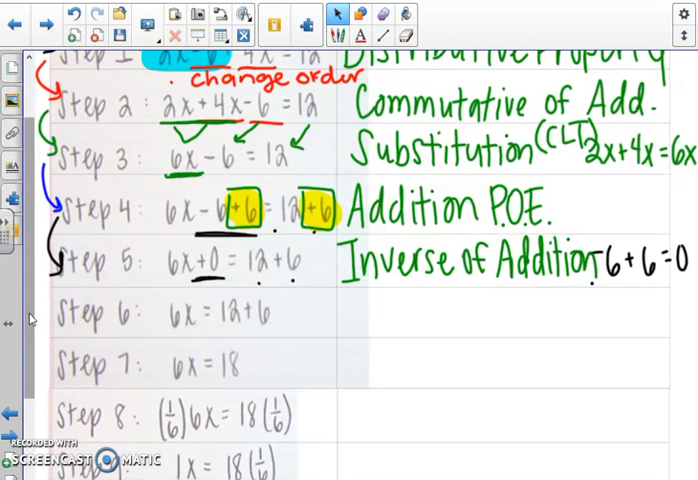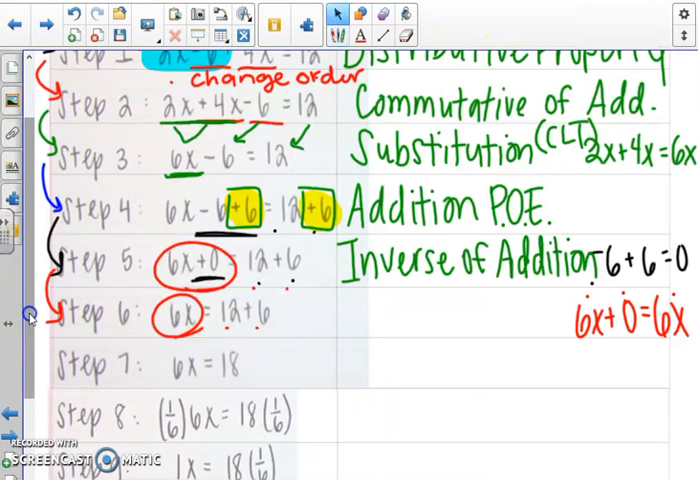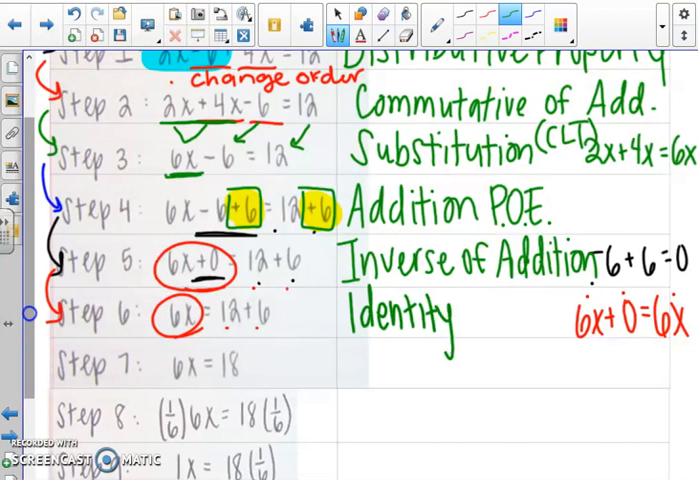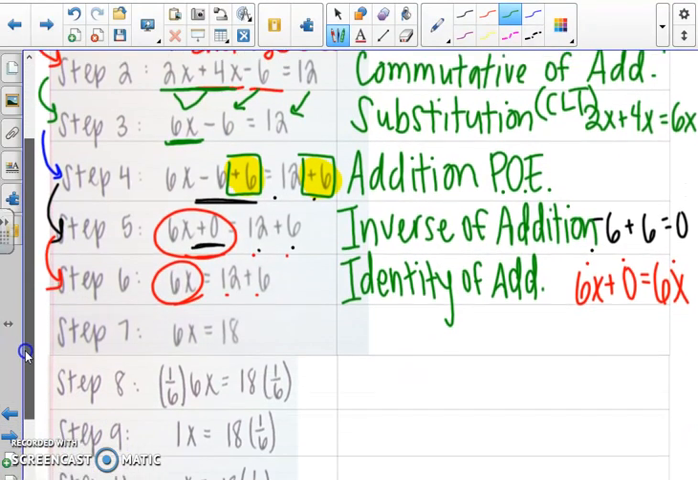Okay, next one. Let's go from 5 to 6. Let's see, what changed? All right, the 12 and the 6, those are the same, but this changed. 6x plus 0 became 6x. So 6x plus 0 stayed 6x. A number plus 0 stays itself. Identity of addition. And again, identity of addition is perfectly fine. It's a perfectly fine way to write it. You also might see it as additive identity. I want you guys to be familiar with both ways of writing it.